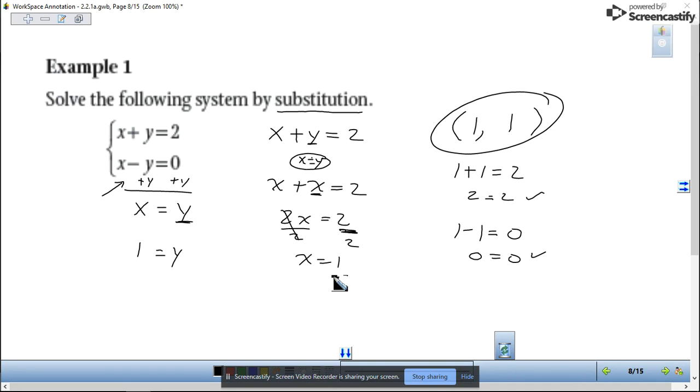So I'm going to pause the video there and then we'll go through the next two examples on a separate video.